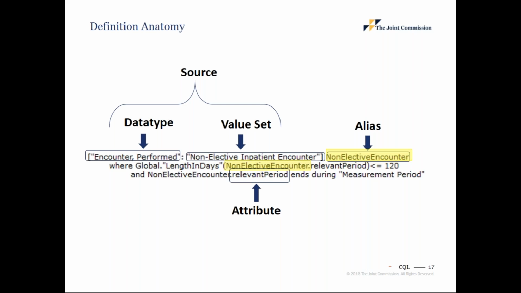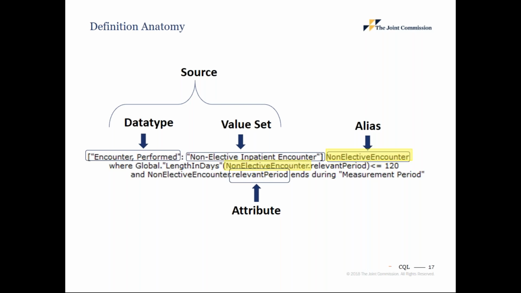The expressions use a data type to describe a part of the clinical care process, which refers to a specific category in QDM. For instance, the encounter performed data type used in this example is in the encounter category. Medication-administered data type would then belong to the medication category. And each data type has a specific list of attributes associated to it, which provides more specific details about that data type. So in the example, dot relevant period is an attribute of the encounter performed data type.